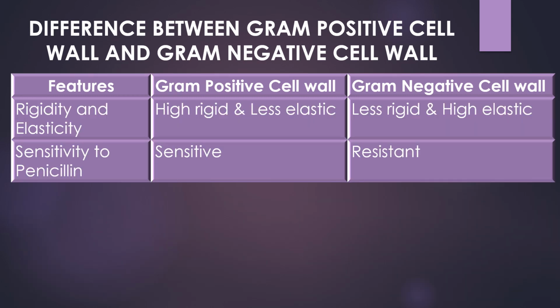Regarding rigidity and elasticity, the gram-positive cell wall is highly rigid and less elastic, and in contrast, the gram-negative cell wall is less rigid and highly elastic. The gram-positive bacterial cell wall is highly sensitive to penicillin, but the gram-negative cell wall is resistant to penicillin because penicillin is a cell wall inhibitor.